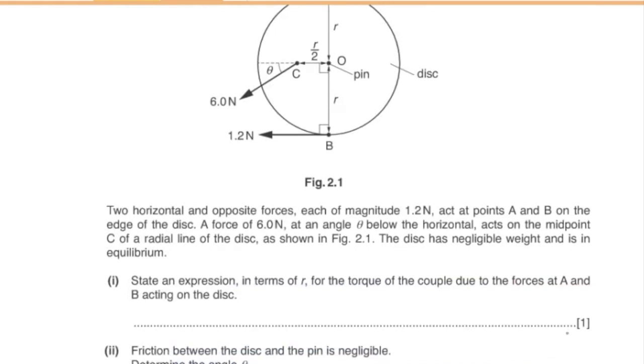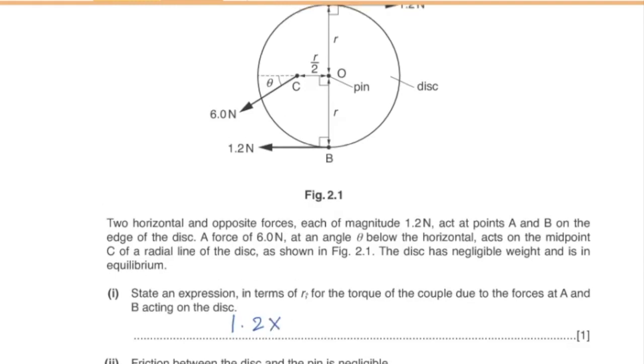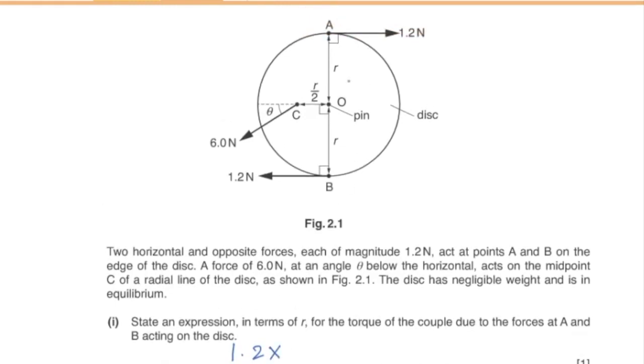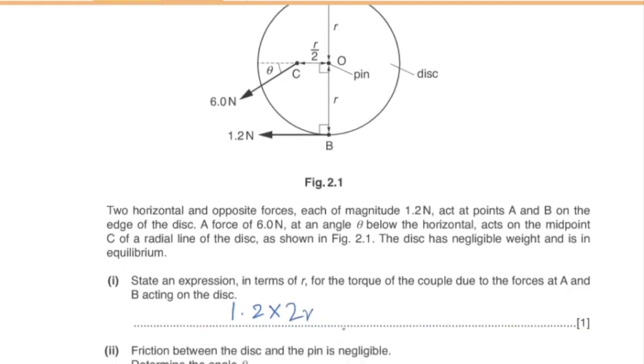Part 1, state an expression in terms of R for the torque of the couple due to the forces at A and B acting on the disk. So torque is one of the two equal forces at A and B multiplied by the perpendicular distance between those two forces, and the perpendicular distance between the two forces, 1.2 newtons, is r plus r, and that's 2r. So we have the torque of the couple due to the forces at A and B as 2.4r.